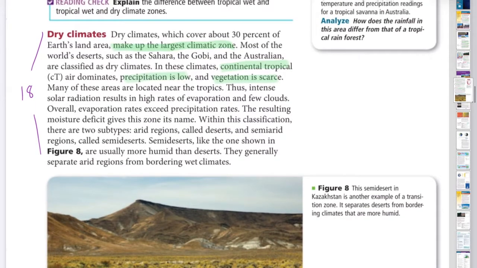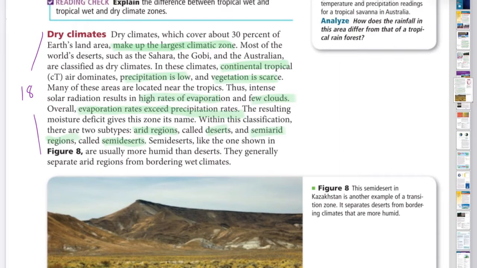Many of these areas are located near the tropics. Thus, intense solar radiation results in high rates of evaporation and few clouds. Overall, evaporation rates exceed precipitation rates. The resulting moisture deficit gives the zone its name. Within this classification, there are two subtypes. You have arid regions, which are deserts, and you have semi-arid regions, which are called semi-deserts.